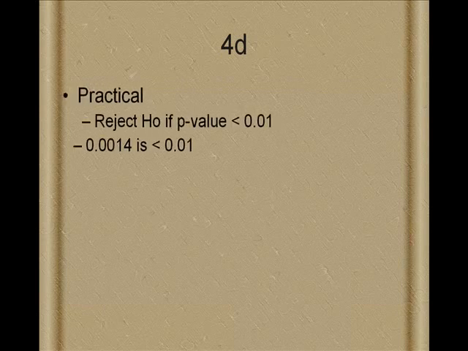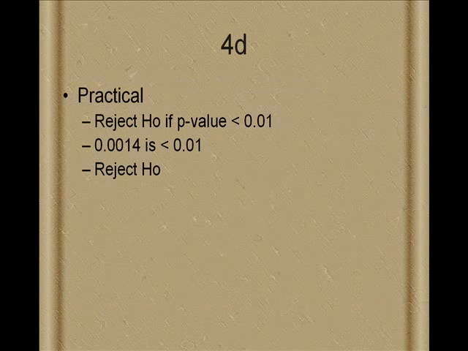For 4D, first we want to have a practical interpretation. And we're going to reject H0 anytime the p-value is less than the specified level of significance. In this case, if the p-value is less than 0.01. We calculated a p-value of 0.0014. That is less than 0.01, so we're going to reject H0.